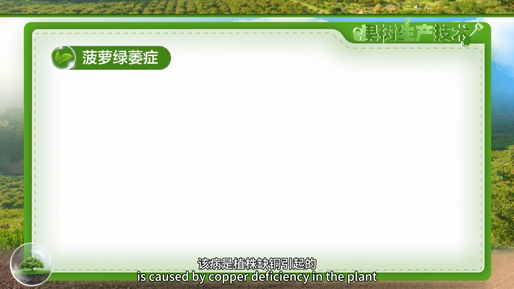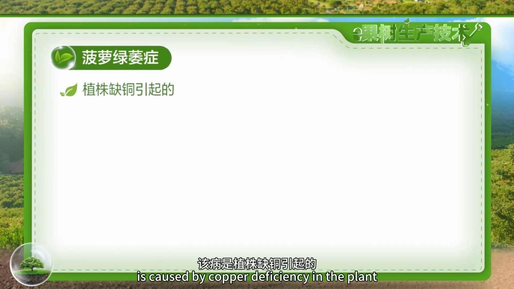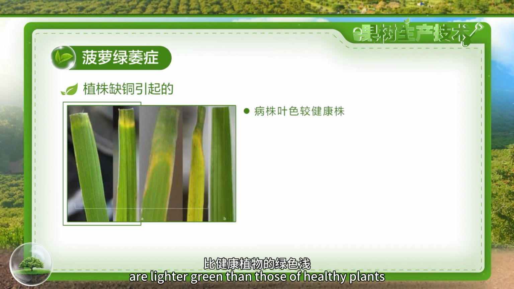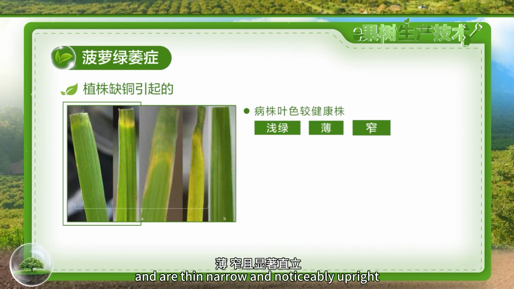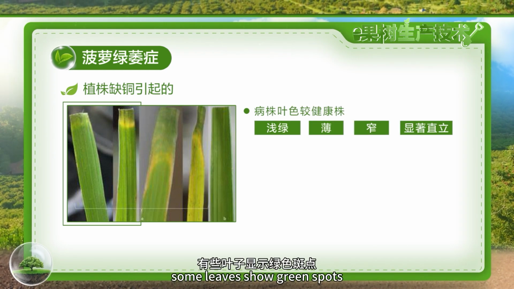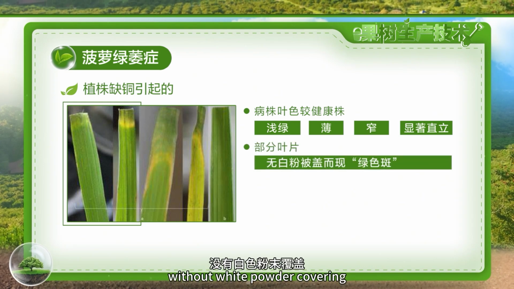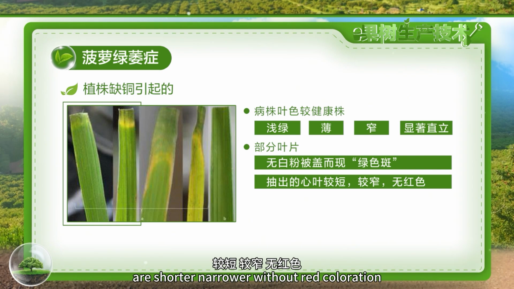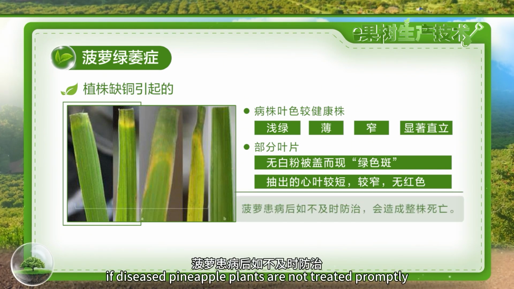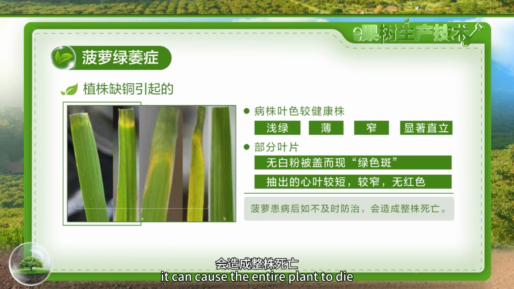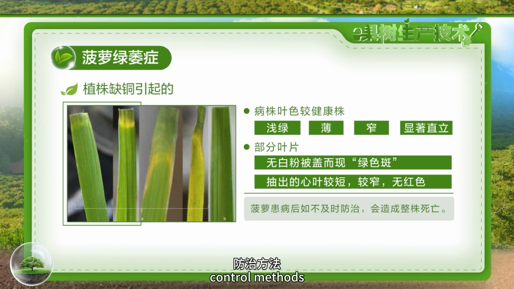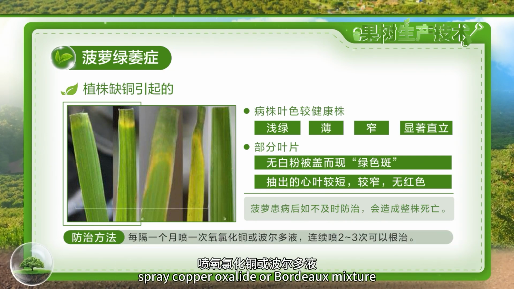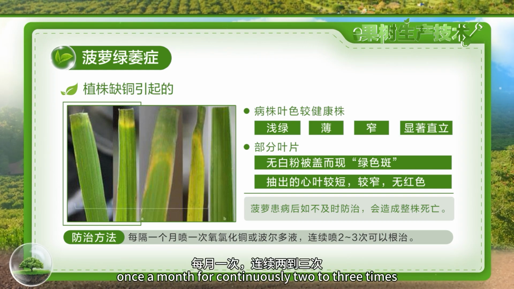Pineapple green wilt is caused by copper deficiency in the plant. The leaves of diseased plants are lighter green than those of healthy plants, and are thin, narrow, and noticeably upright. Some leaves show green spots without white powder covering. The emerging heart leaves are shorter, narrower, without red coloration. If diseased pineapple plants are not treated promptly, it can cause the entire plant to die. Control methods. To completely cure it, spray copper oxychloride or Bordeaux mixture once a month for continuously 2 to 3 times.